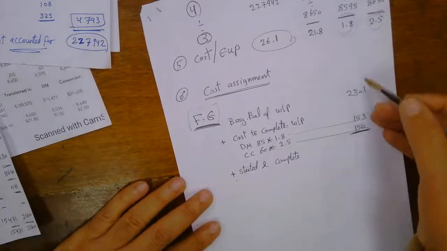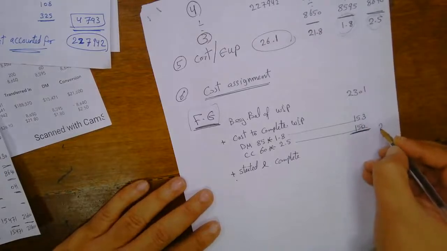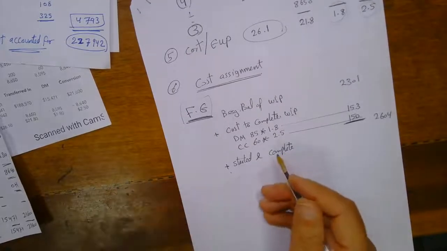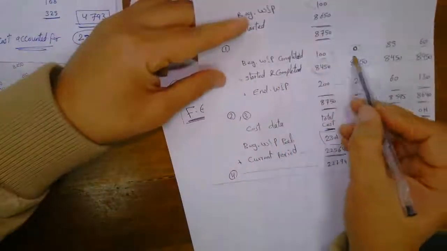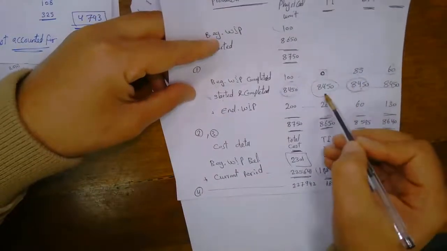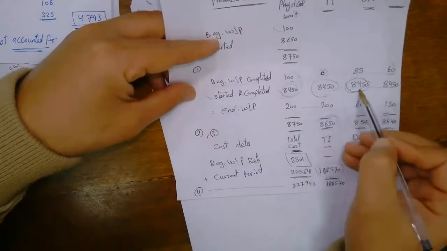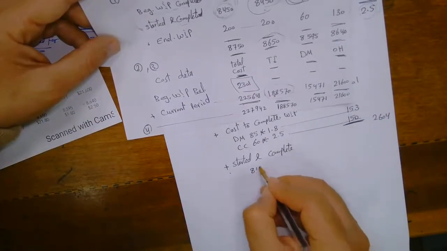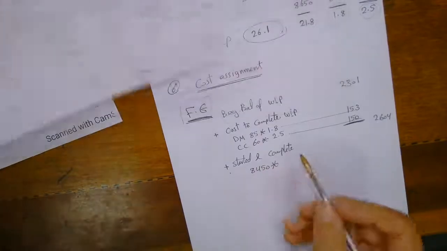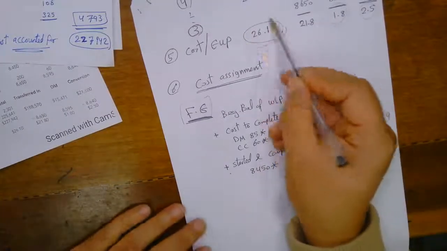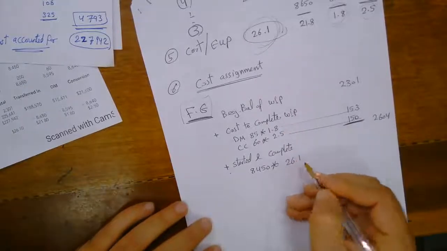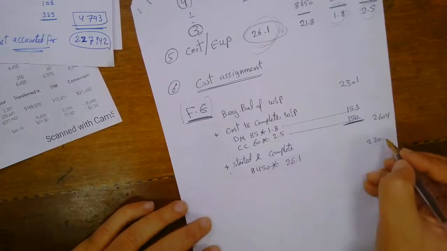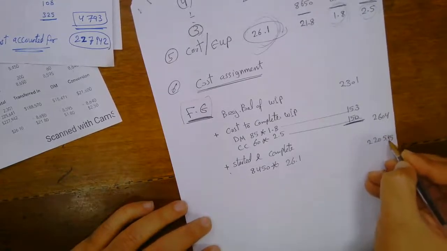So the total cost of beginning work in process is 2,604. Started and completed: the same number under transferred in, direct material, and conversion cost. So we can take a common factor: 8,450 times the total cost per equivalent unit 26.1 equals 220,545.